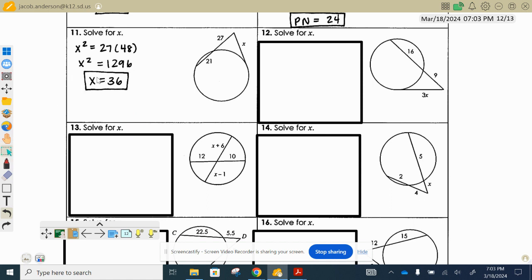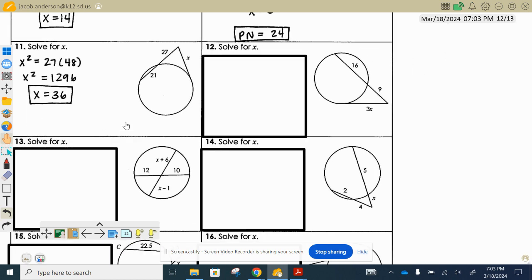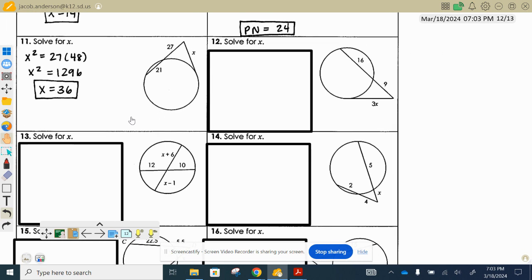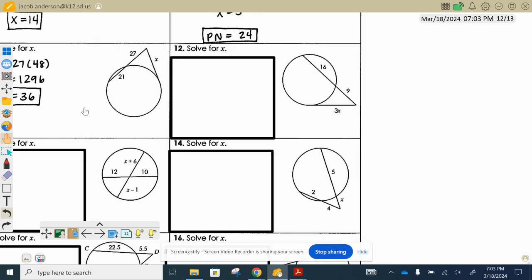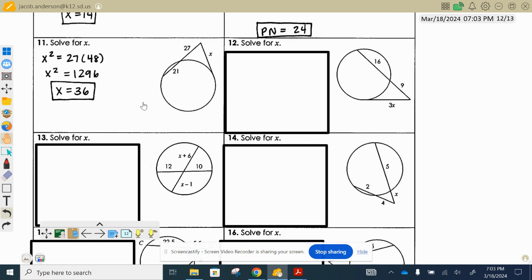So that came out to be a nice one where we had a 36. I wasn't sure if that was going to come out to be a nice radical or not. 1296 must be a perfect square, if you're wondering. The square root of 1296 is 36. Let's go to number 12. We have a similar situation over here. I'll have you guys set this up and solve it, and we can pause the video now and see how we do.